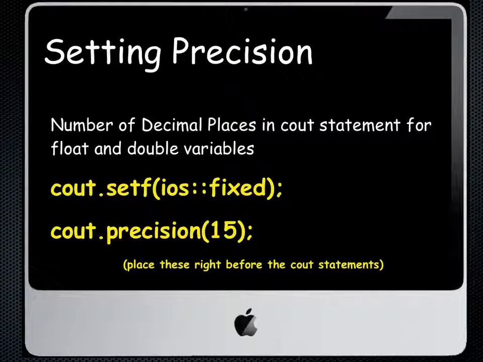Now, when you use these, be careful again where you place them. They have to be before the cout statements you want impacted. And remember that if you don't want the rest of the cout statements for float and double to show that many decimals for the remainder of your program, you may have to use the cout.precision line more than once.